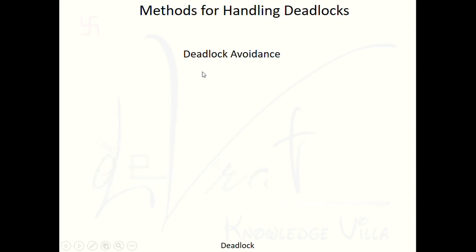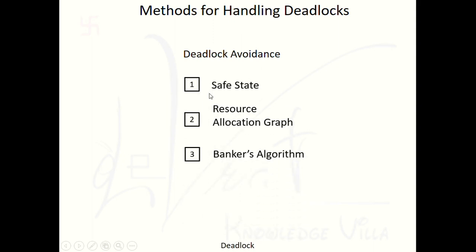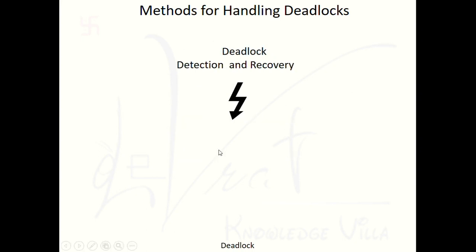So what we will do technically in terms of deadlock avoidance, we will use 3 strategies. That is, first one safe state, second one resource allocation graph, and third one Banker's algorithm. By using any of these 3 strategies, we will avoid occurrence of deadlock. So these strategies we are implementing before a deadlock occurs. Now the next strategies we are doing after occurrence of deadlock. It means the deadlock has already occurred, then we will detect the deadlock, and after that we will recover from the deadlock.